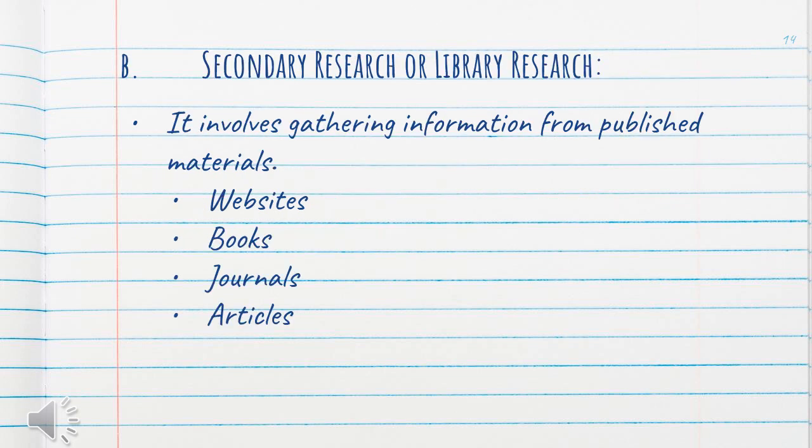So we're done with the primary research. Now let's proceed to secondary research or library research. Here, it involves gathering information from published materials such as websites, books, journals, and articles.